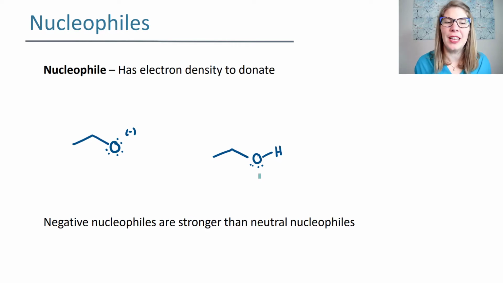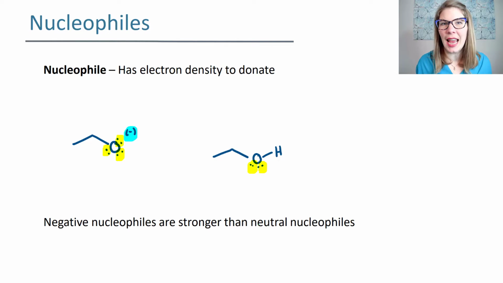When we look at nucleophiles, these are going to have electron density that they are able to donate. So there's going to be excess electron density in your nucleophiles. Here are two examples. This one has 3 lone pairs around the oxygen, and notice that this particular oxygen has a negative formal charge. If we just take that and add a hydrogen, we still have a nucleophile with that oxygen because there's an excess of electron density, but it's not a negative nucleophile.